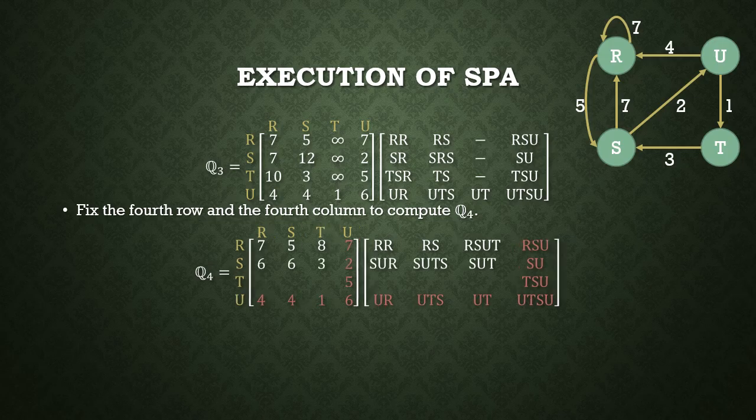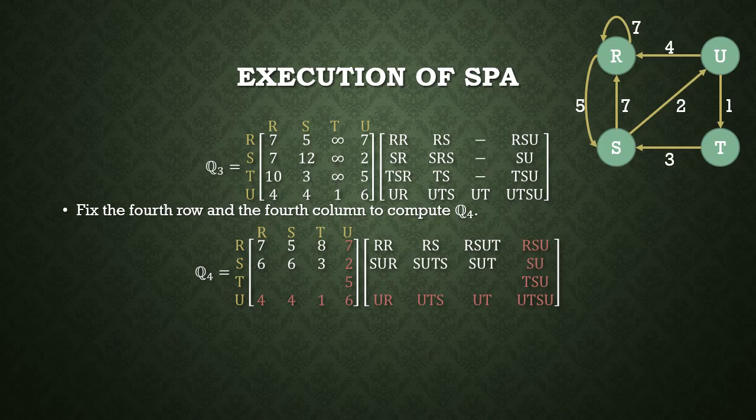Now I will talk about the row for S. Look at SR. The old value is 7. Intersection values are 4 and 2, which will give 6. So we opt for 6. 2 is SU, 4 is UR. The concatenated path will be SUR.